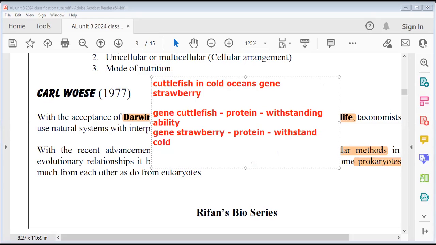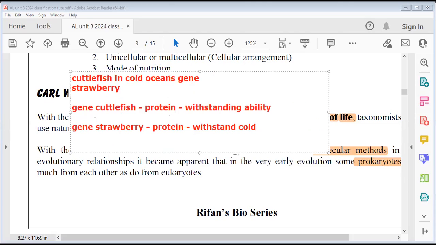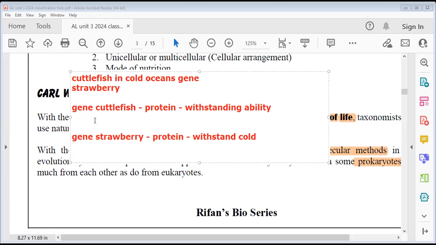That means strawberry is a plant, a different kingdom, and animal is a different kingdom, but they have a commonness. Their DNA is working the same. That's why the strawberry plant can accept the cuttlefish gene, produce the protein relevant to the cuttlefish gene, and get the beneficial character we are expecting. Otherwise it can't, right?